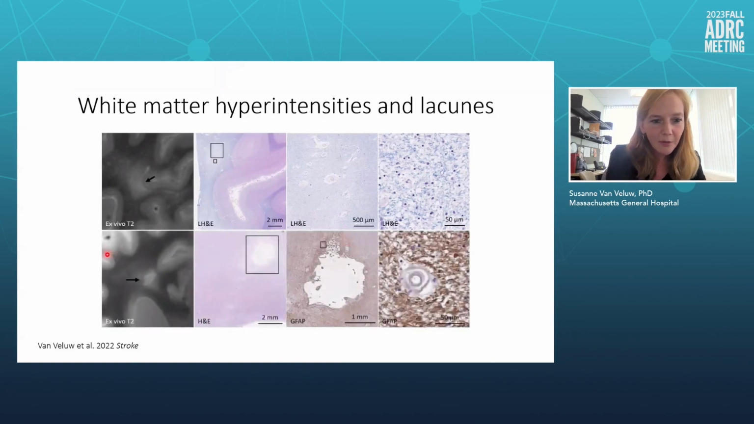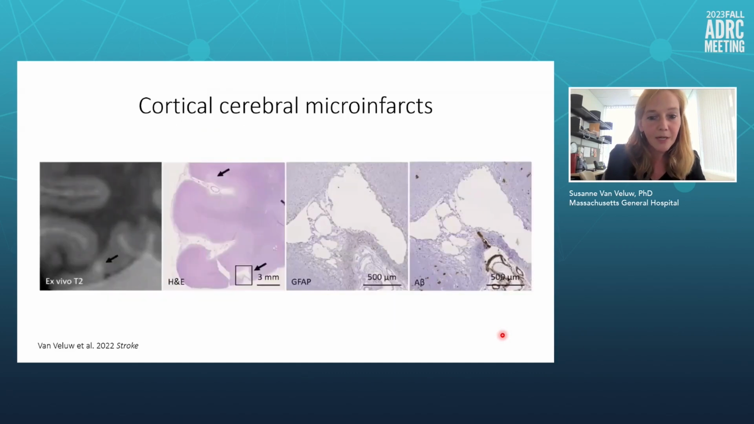And here's just another example of a lacune in the white matter, identified on this ex vivo T2-weighted scan. And here we've been able to find it in that same area under the microscope and confirmed this rim of astrogliosis and small vessel pathology in the same area. So this allows us to do these regional associations between imaging and pathology in the same brain.